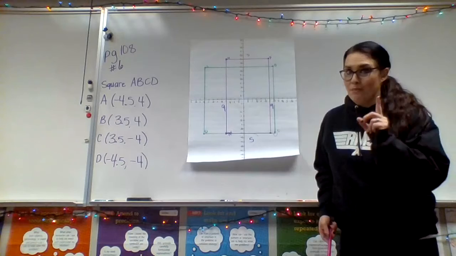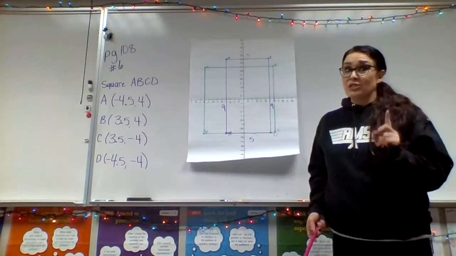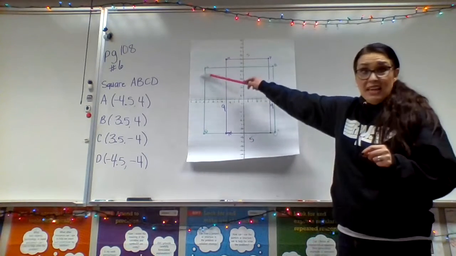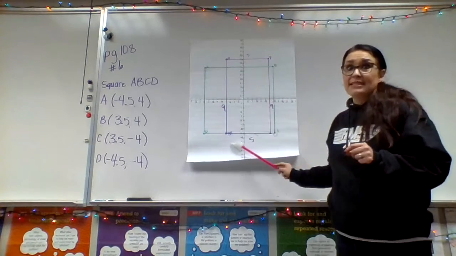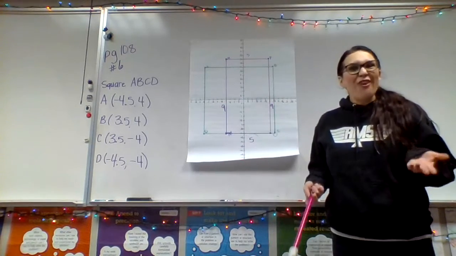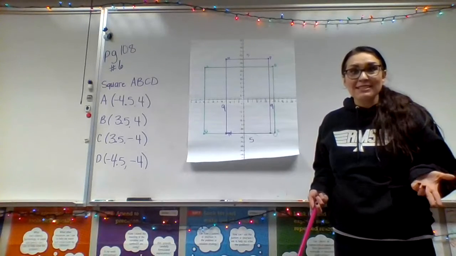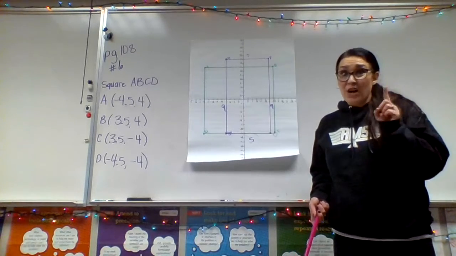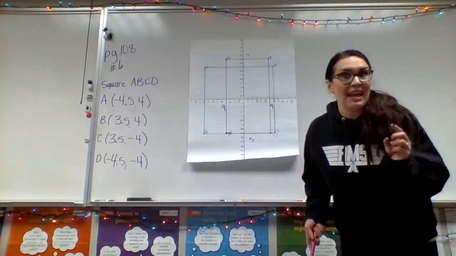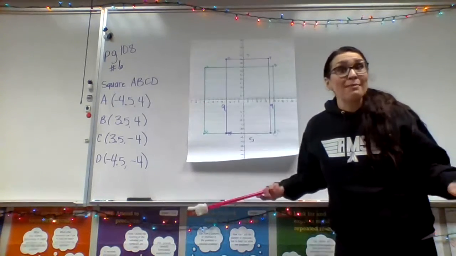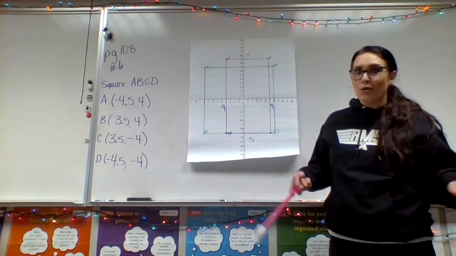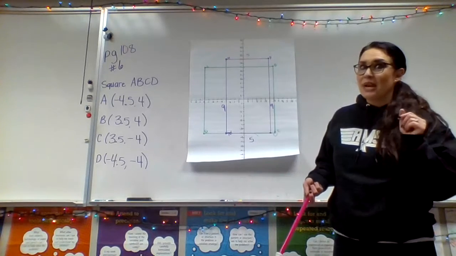But let's think. Remember, we know that a square has all equal sides. So this side is the same as this side, is the same as this side, is the same as this side, correct? So all I really need to do, my friends, is find the distance of one side, or find the length of one side of my square. And that's all I need to do. And then I'd be able to multiply that by itself in order to get our area. This is what I mean.